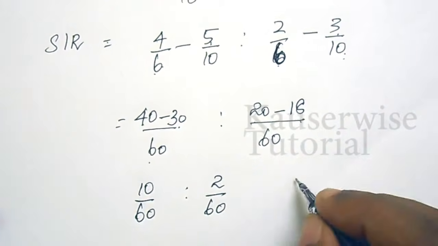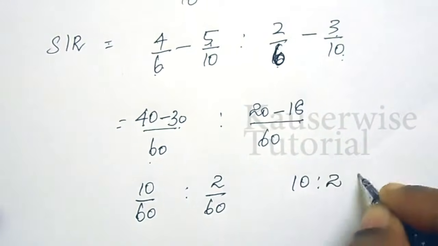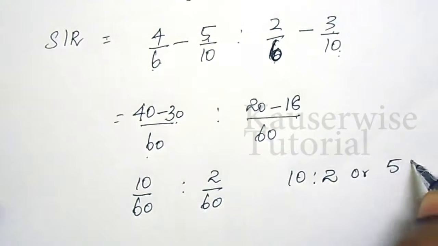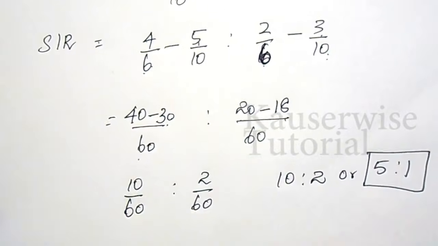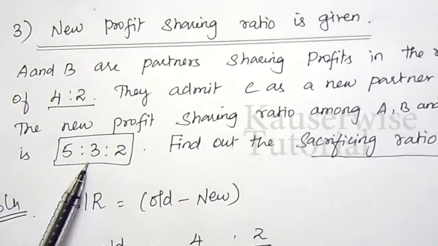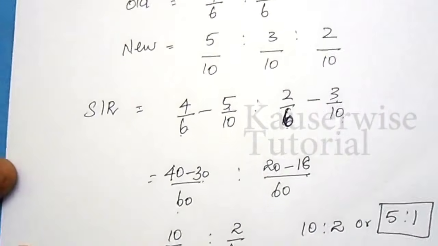So sacrifice is 10 is to 2, or we can minimize it to 5 is to 1. So 5 is to 1 is the sacrifice ratio. So in this problem, old ratio and new ratio are both given. With this, you can easily calculate the sacrifice ratio in this method.